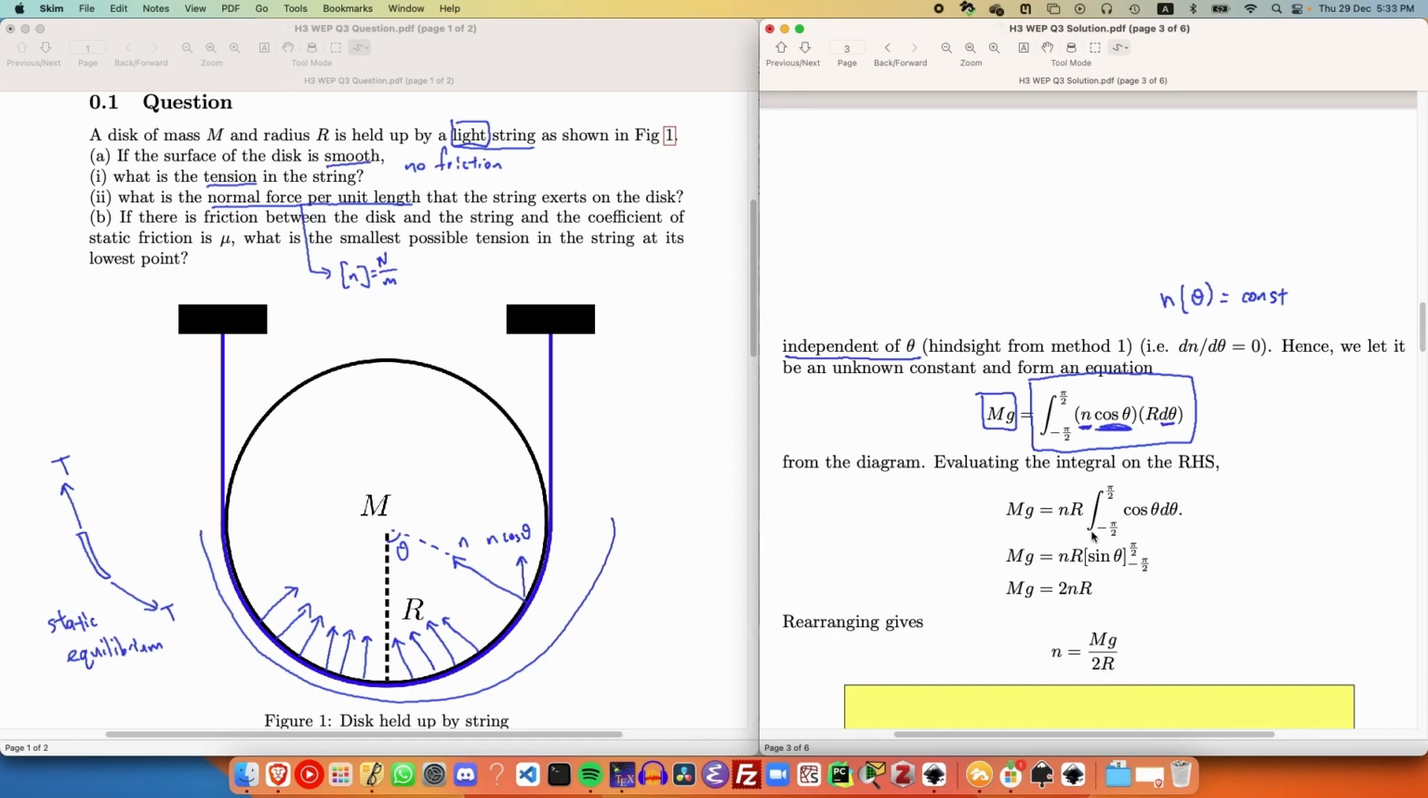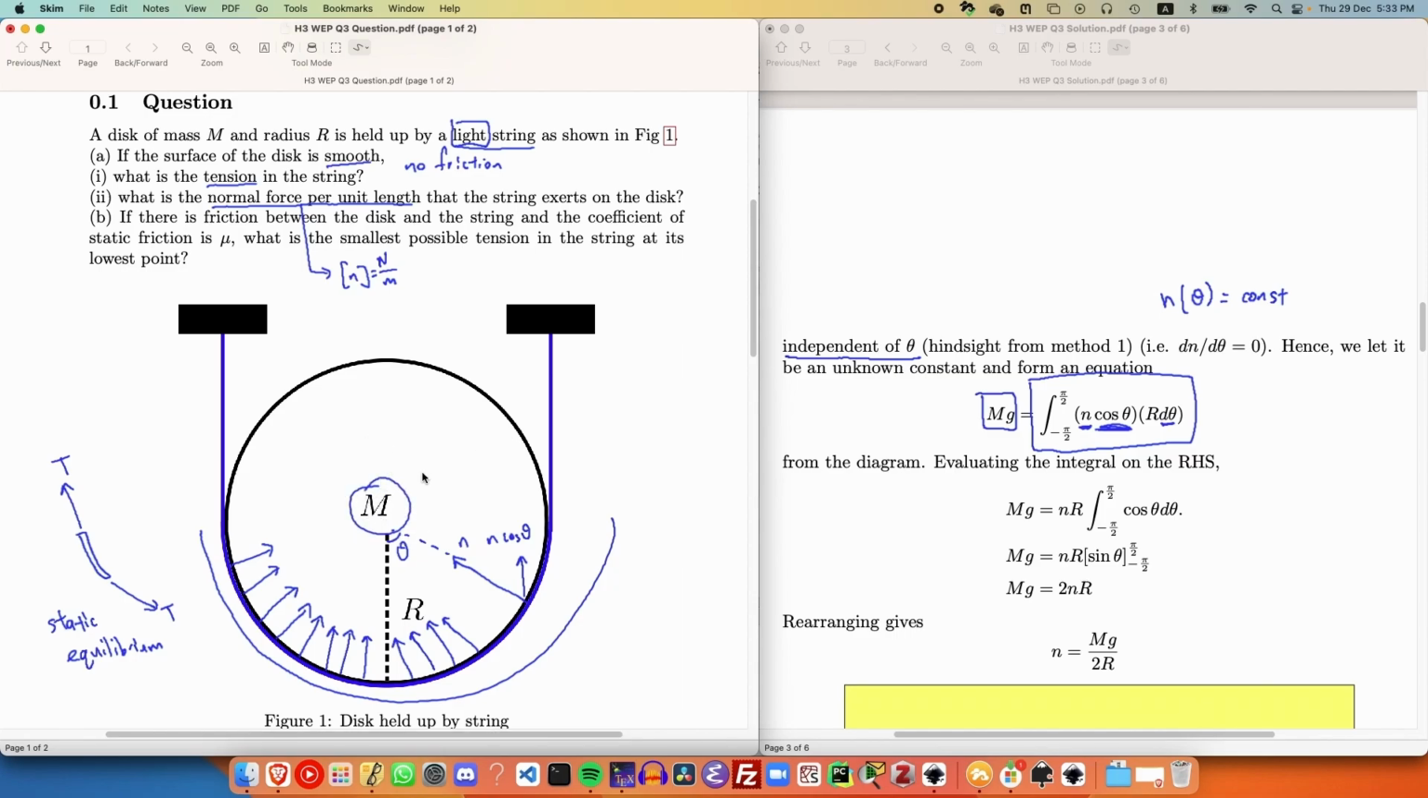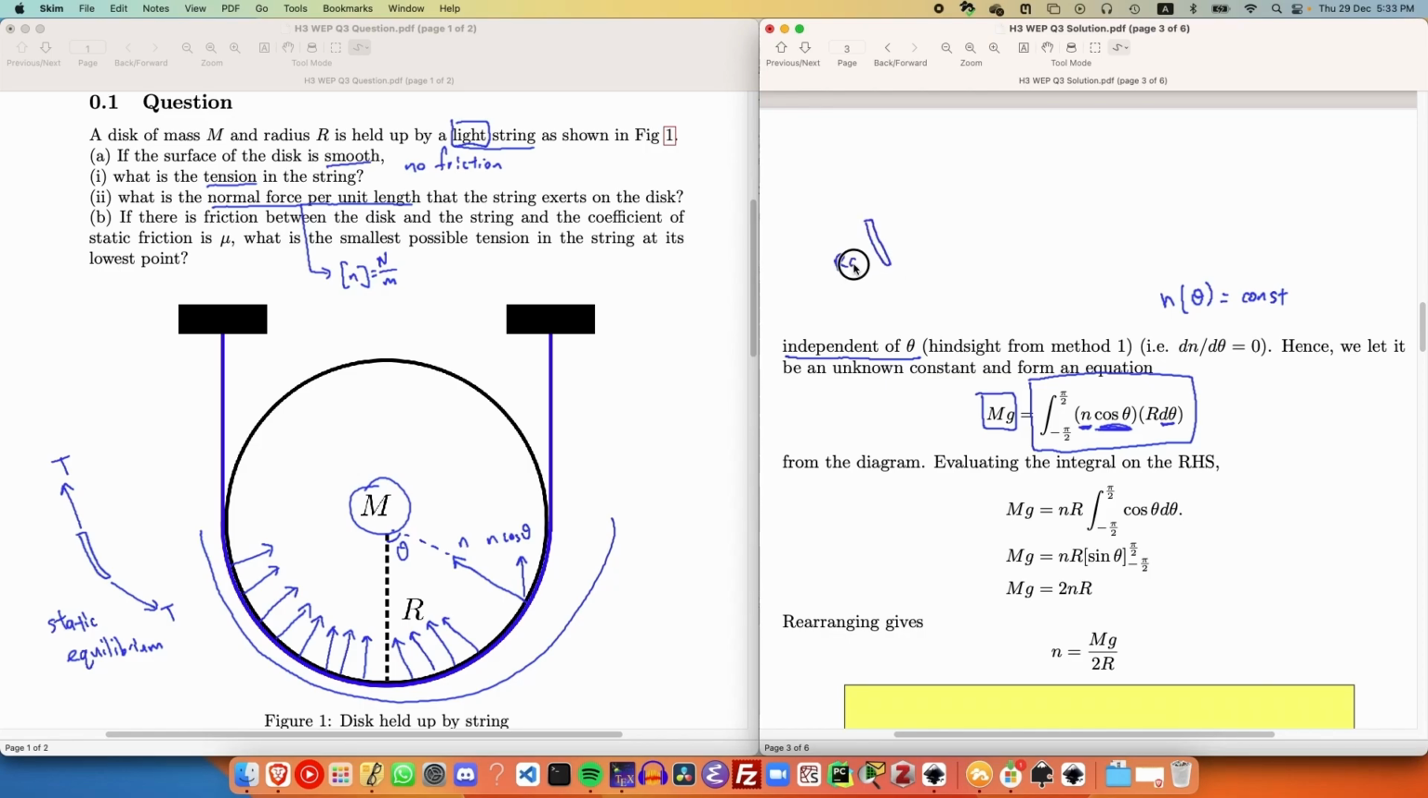Even though method 2 was kind of redundant, it is important to note that in method 2, we are making use of the fact that the normal contact forces provide the lift for this disk of mass m. Whereas in the first method, we are considering the forces on each small segment of string r d theta. In other words, method 1 used the free body diagram on each small segment of the string, whereas method 2 used the free body diagram on the disk.